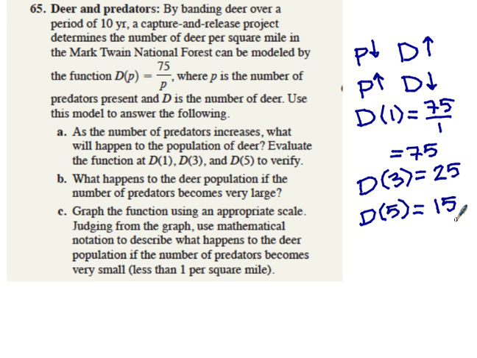Okay. What happens to the deer population as the number of predators becomes very large? So we have lots and lots of them. What's going to happen? They go extinct, right? Or mathematically, we could say they get eaten. That's a good mathematical term for what happened. Lots and lots of predators, the deer are gone. They're approaching 0.